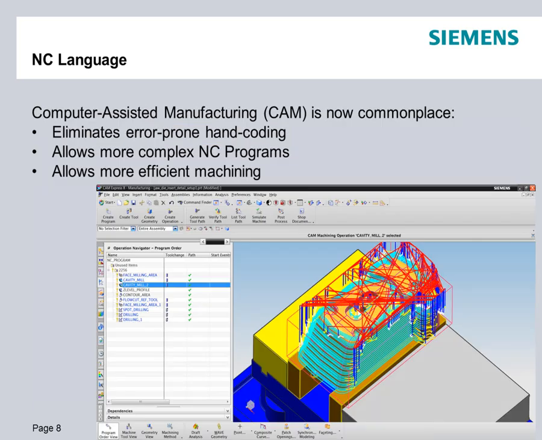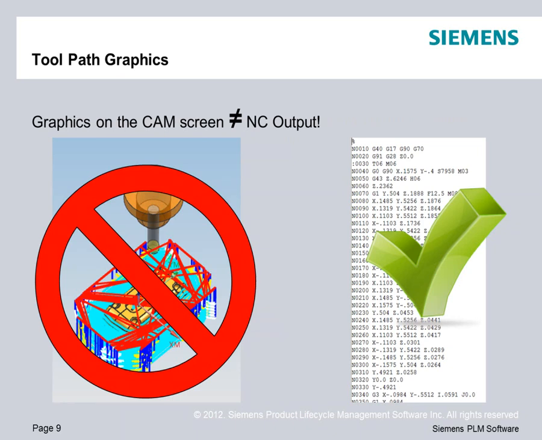Computer-assisted manufacturing came along in the 1970s and 1980s, and it is now very commonplace. The advantage to computer-assisted manufacturing is it makes it much faster to make an NC program. It eliminates a lot of the errors that we had, typing errors and things like that, with hand coding. It allows for far more complex NC programs in a much shorter time frame than what we could ever do with hand coding. However, you must understand that the graphics that you see on the CAM screen is not the NC output. The NC output is the NC language, or the G-code language.